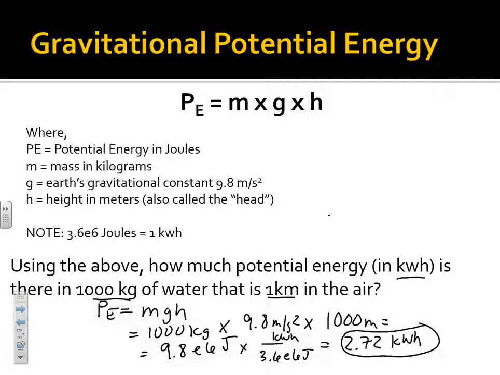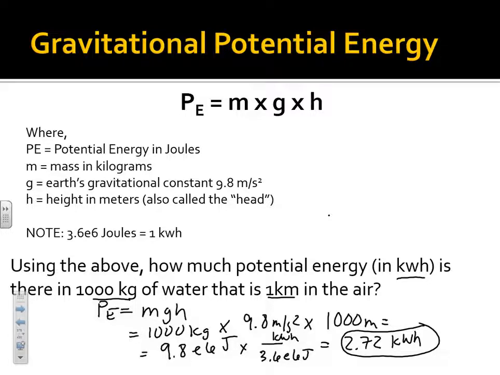If that 1,000 kilograms of water falls to the ground, it would have a kinetic energy, if all of the potential energy were converted to kinetic energy, which it would be some loss. So all of that would be 2.72 kilowatt hours. So if you could harness all of that kinetic energy, you would have 2.72 kilowatt hours. So this isn't necessarily a practical problem, but it does give you the theoretical potential.